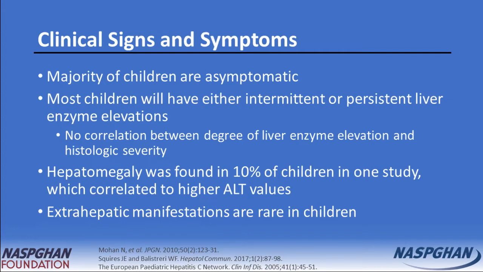Many of these children with hepatitis C infections are asymptomatic, as with the adult population. Most children will, if tested, have intermittent or mild elevations of their AST and ALT, but importantly, these elevations do not appear to correlate with liver histology. Hepatomegaly in one study was found to correlate with higher levels of hepatitis. However, again, this does not correlate with more severe disease on histology. And finally, the extrahepatic manifestations that we see in adult patients, such as glomerular nephritis or cryoglobulinemia, are rarely seen in children.